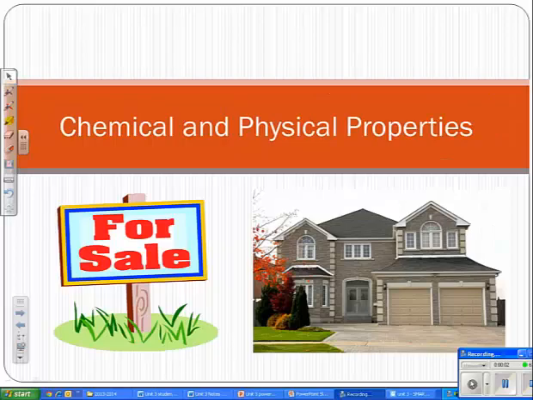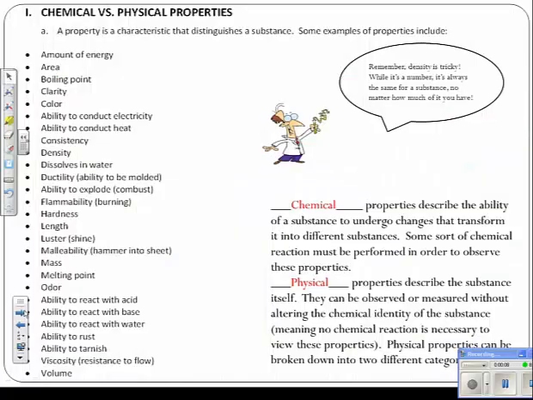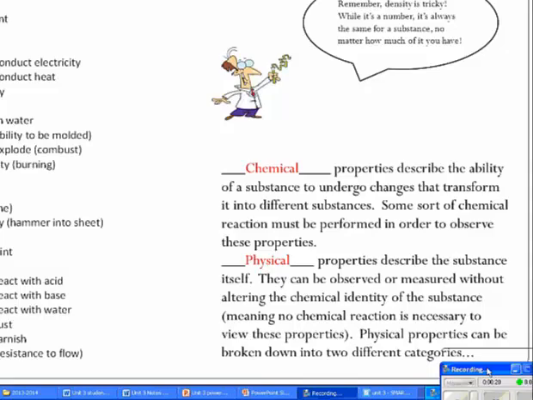Alright guys, this video is going to cover chemical and physical properties. We're just going to hit right into it. There's a lot of writing in this section of notes, so please feel free to abbreviate where necessary. Obviously, you don't need to write down all of these properties on the left side. These are just examples of different types of properties. The big things you need to pay attention to are the definitions on the right.